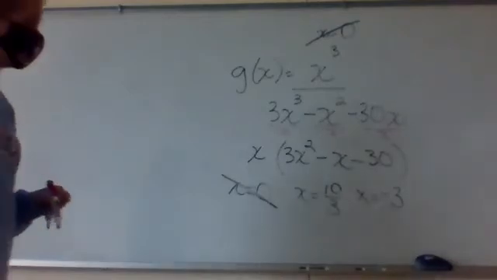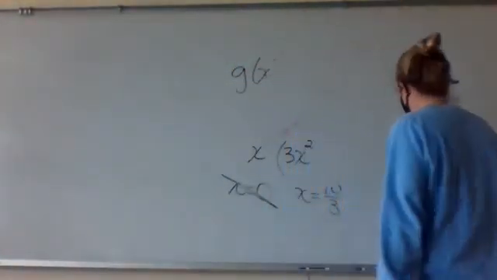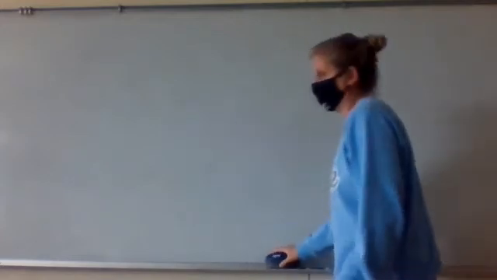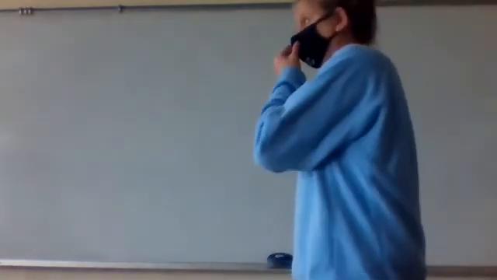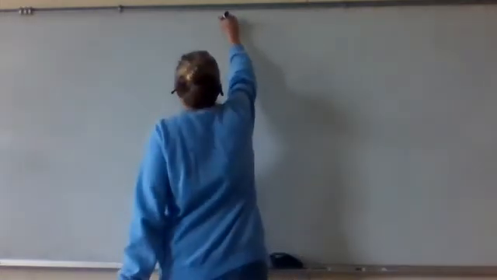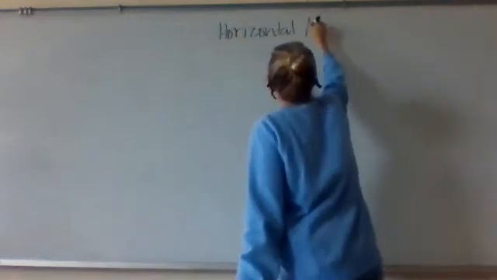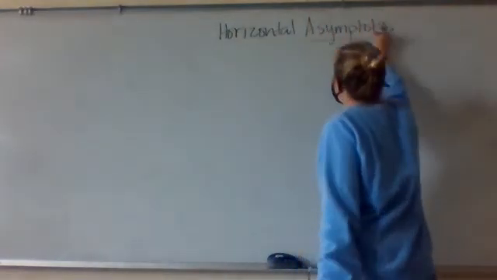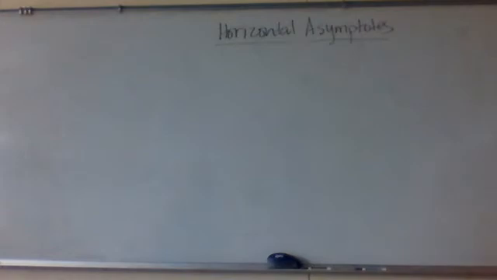Now we're going to talk about the horizontal asymptotes. And they kind of have a chart that you look at to determine where the horizontal asymptote is. And again, a horizontal asymptote is kind of like a vertical one. It's just going to be horizontal. Horizontal asymptotes have to do with the degree of the numerator and the denominator and how they relate to each other.